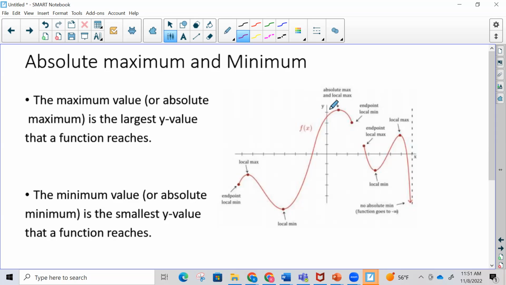Now this max is the highest point on the graph. There's no other points as high. And this function never gets higher than this because the arrows indicate it's going down. So this is a local or relative max, but it's also considered the absolute max because it's the highest max. This endpoint is a local min. This endpoint is a local max because it's the highest point. There's nothing before it. This is a local min, local max, and then this graph keeps going down. So this graph doesn't have any local min or absolute mins because it keeps going down forever.